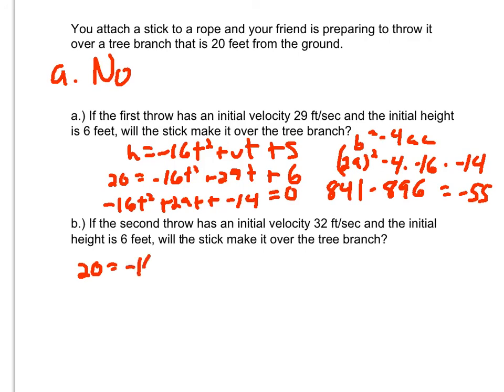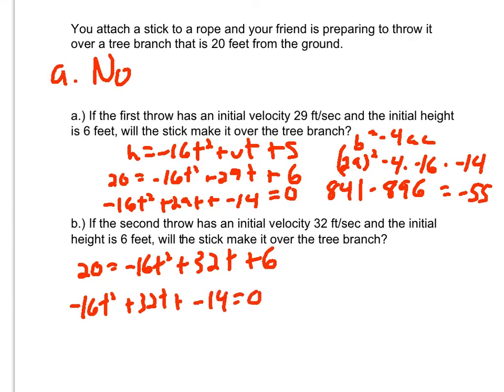Okay, equals negative 16t squared, plus the velocity this time is 32t, and again, positive velocities on both these because we're throwing the stick upward. Okay, plus 6. So now again, if I subtract 20 from both sides, I've got negative 16t squared plus 32t plus negative 14 equals 0. Okay, we're going to use the discriminant to tell, is this even possible? Can I have solutions or not?